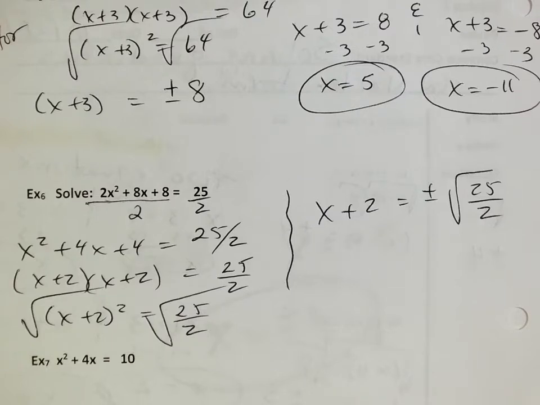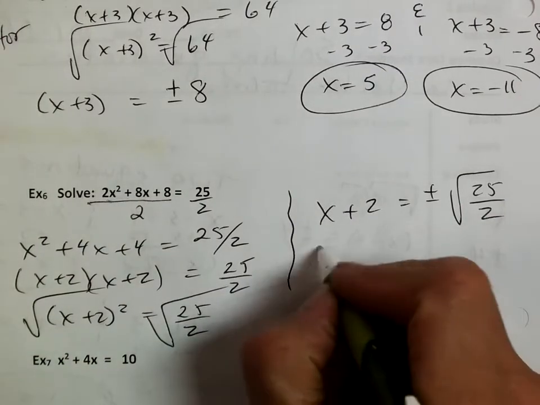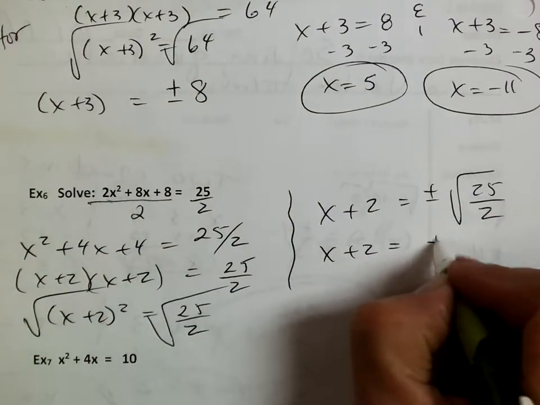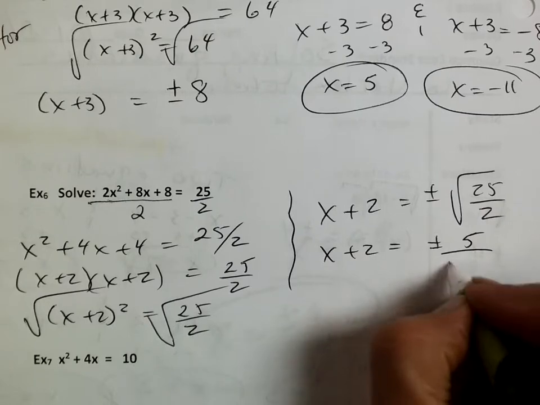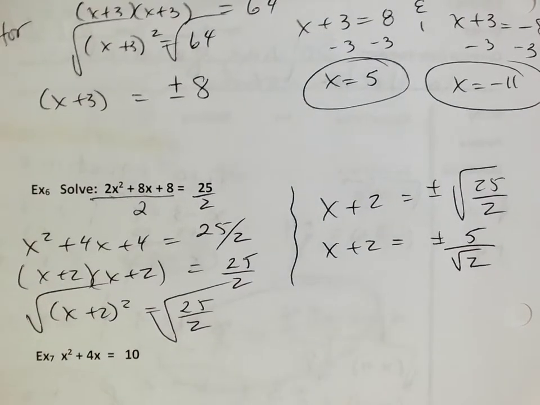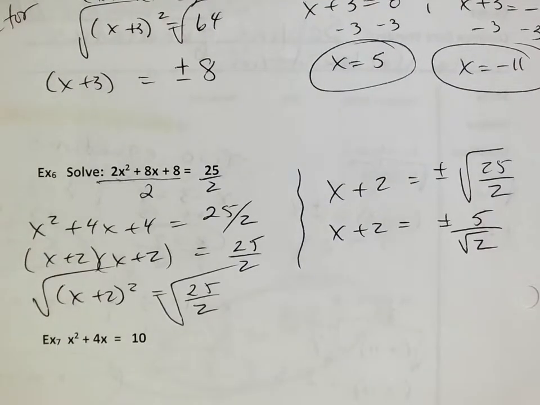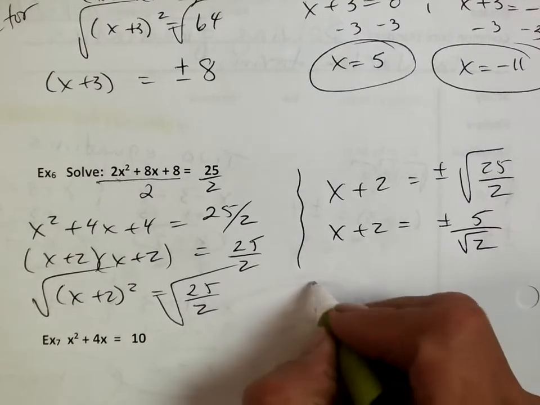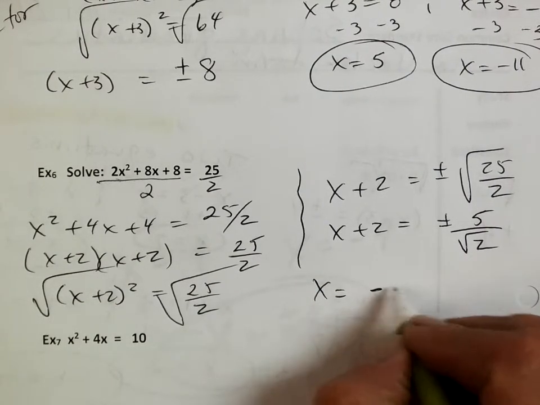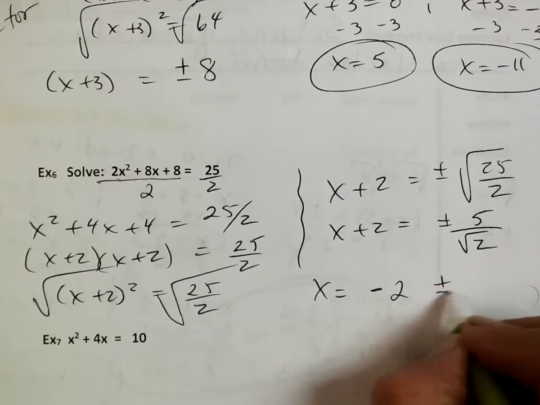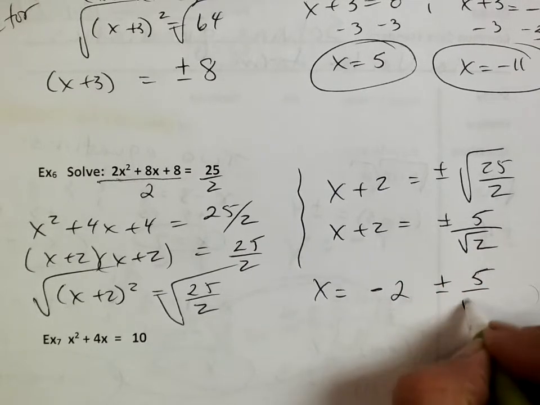Okay, so anyway, back to this. So I'm going to have, you ready? X plus 2 equals plus or minus 5 over the square root of 2. You okay with that? And if I subtract 2, I get x equals negative 2 plus or minus 5 over the square root of 2.